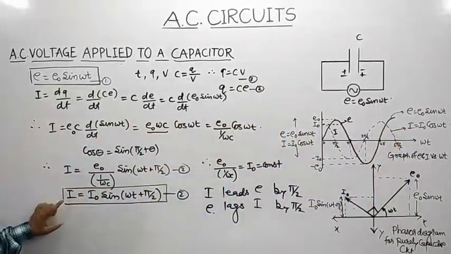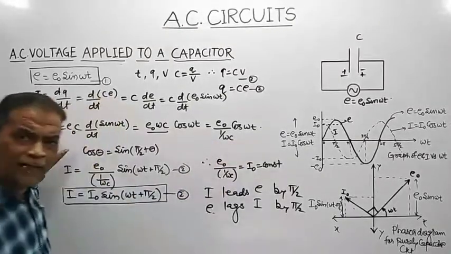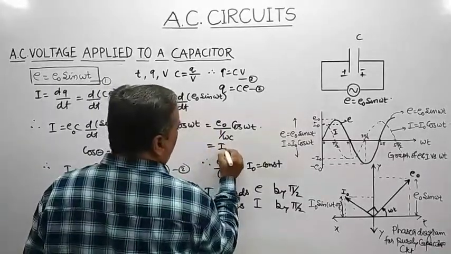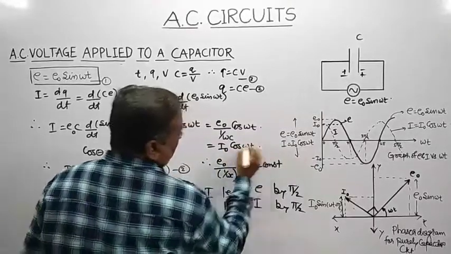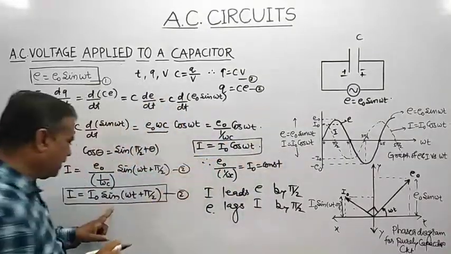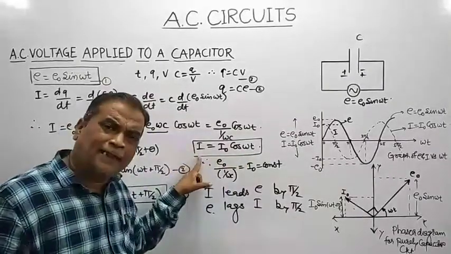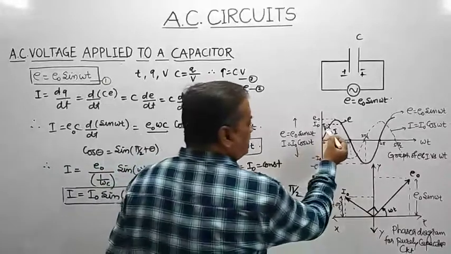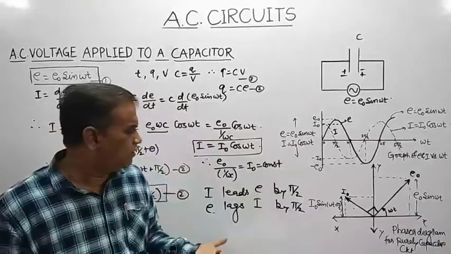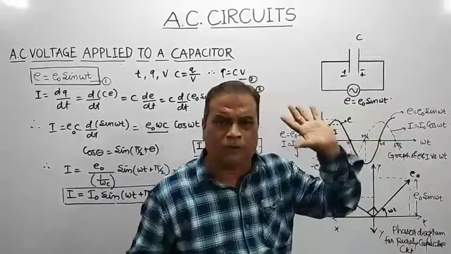Whereas now this alternating current, I equal to what? I0 cos omega t. E0 upon 1 by omega c means it is I0 cos of omega t. It means that current I, which is I0 sine omega t plus pi by 2, means cos omega t. So that alternating current must be a cosine curve. So see here, this dotted curve represents what? A cosine curve. So the alternating current in a purely capacitive circuit is shown by a cosine curve.